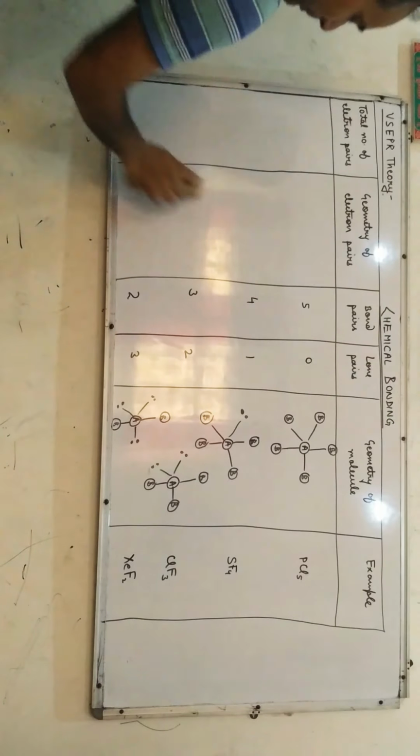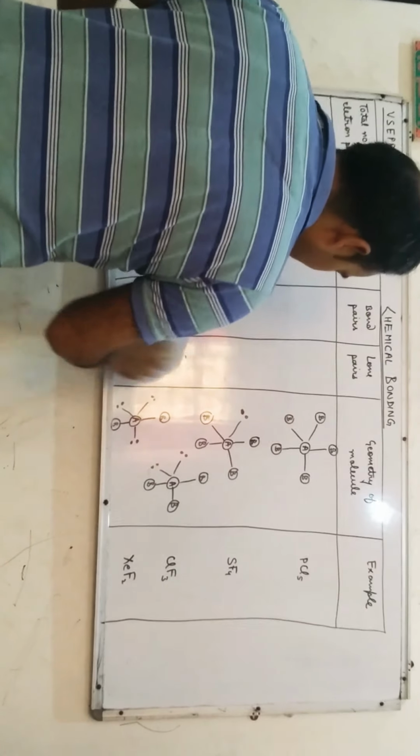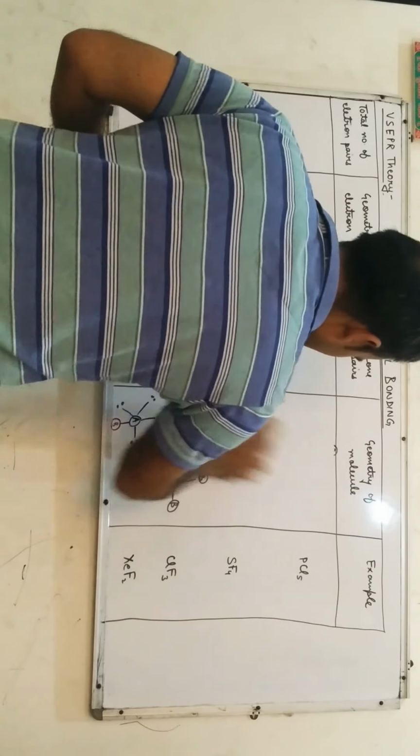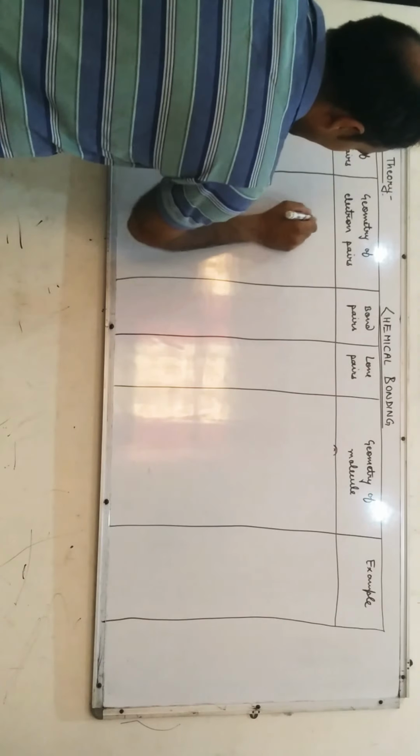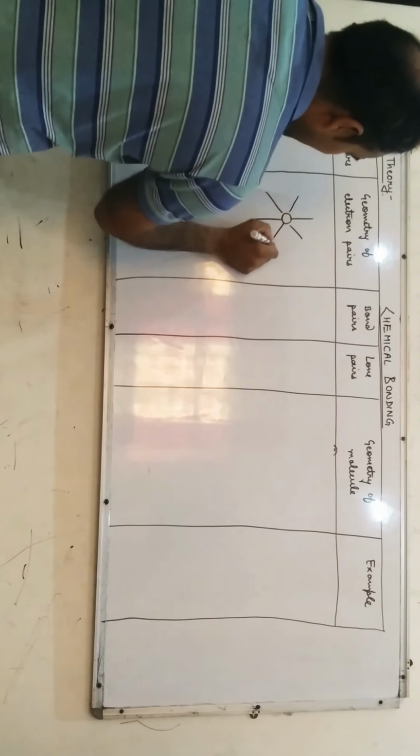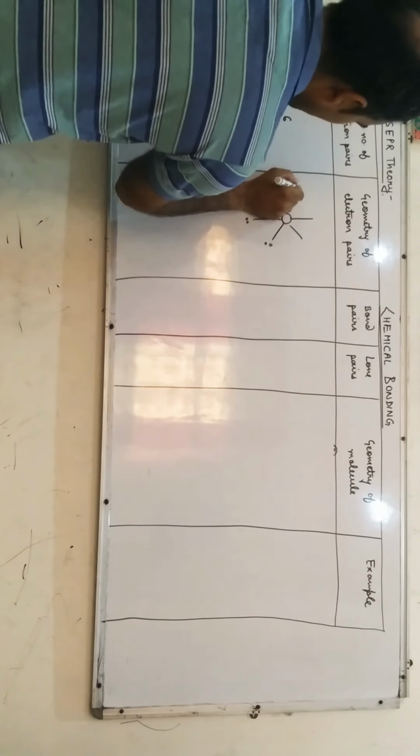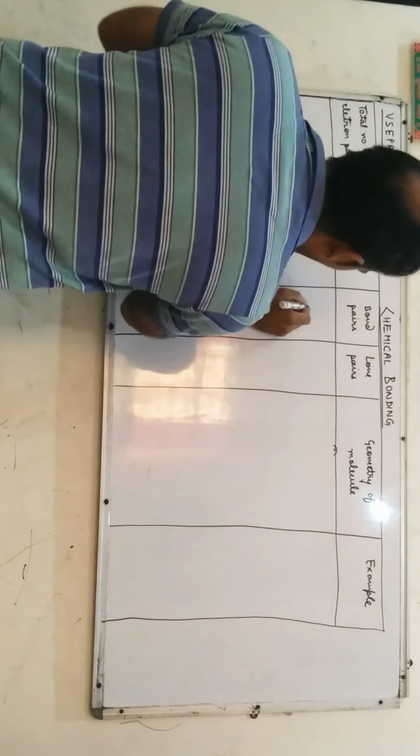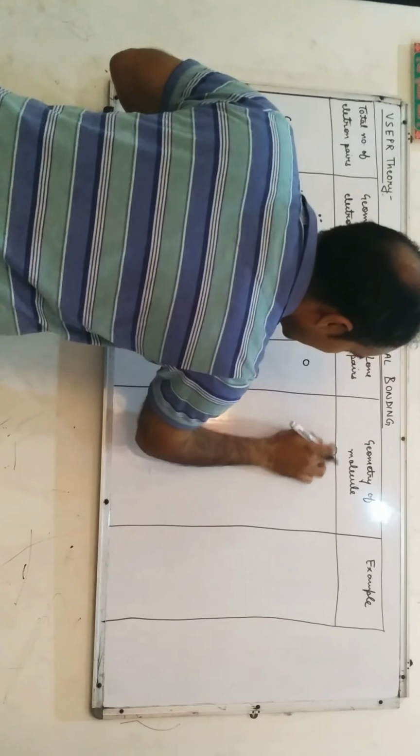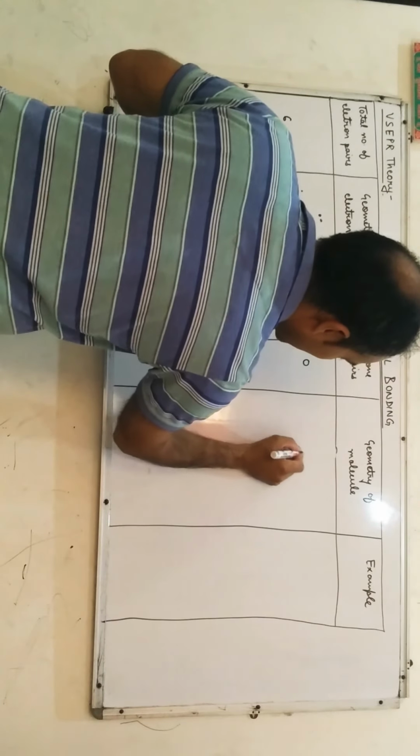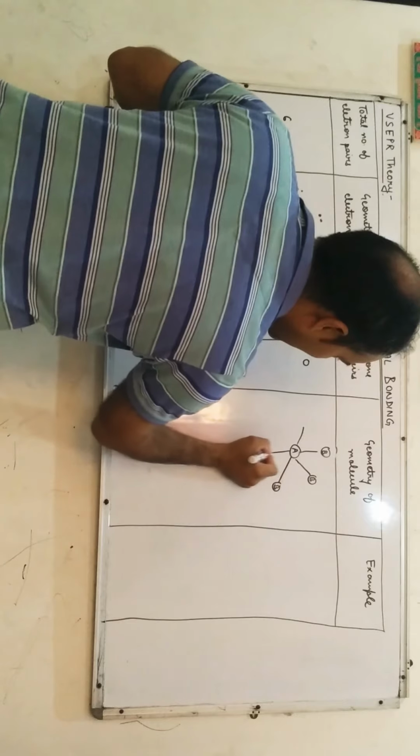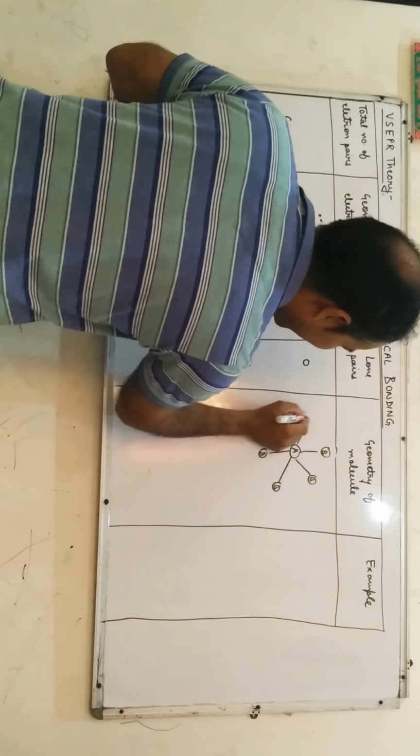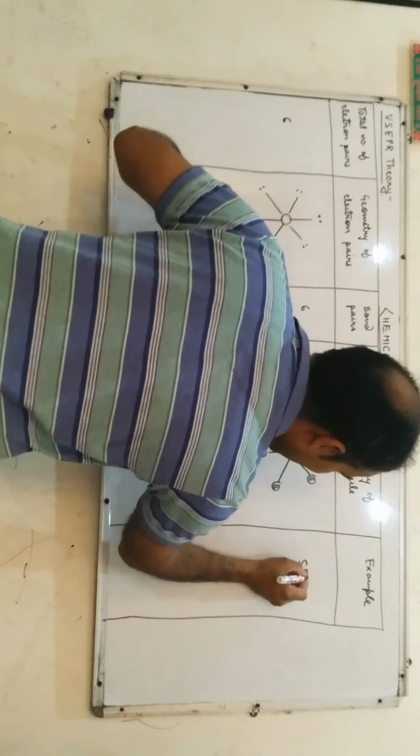Now let us discuss the situation in which total number of electron pairs are 6. If total number of electron pairs are 6, the following three situations may be there. One, two, three, four, five, six. Bond pair are 6, lone pair is 0. The shape of molecule is like this manner, or you can say it to be octahedral. And the example of it is SF6.